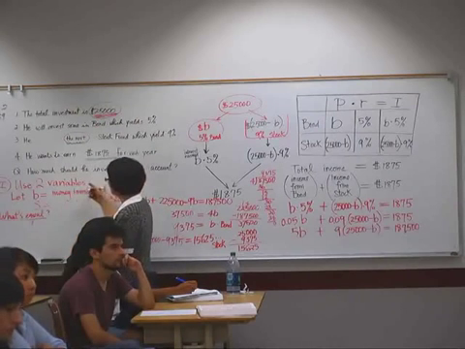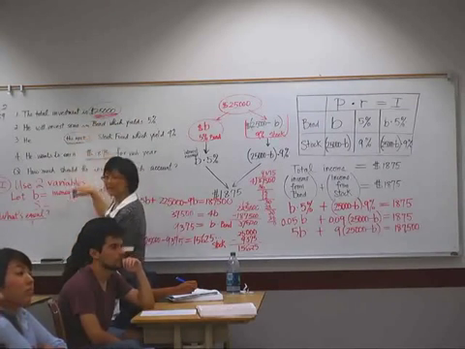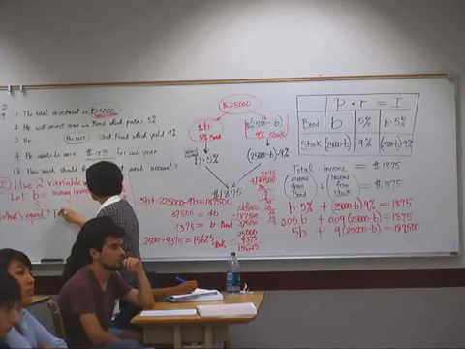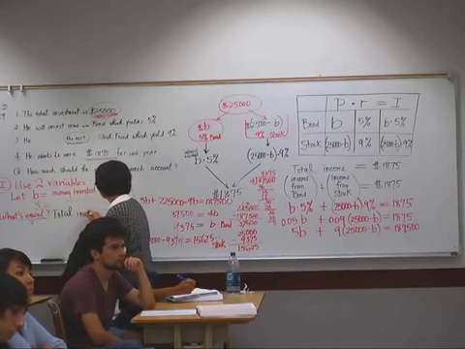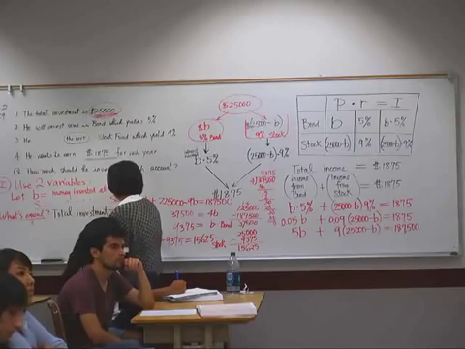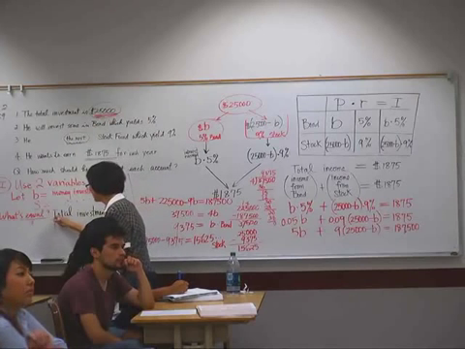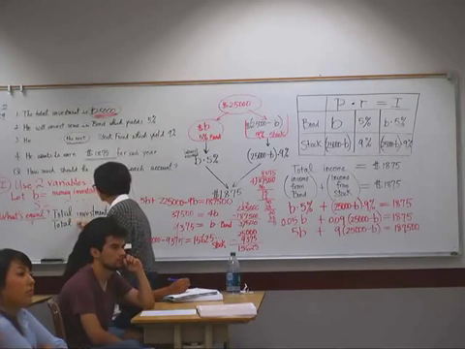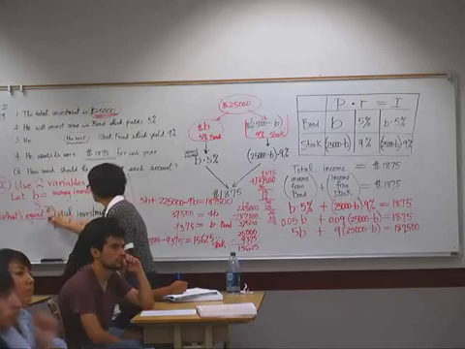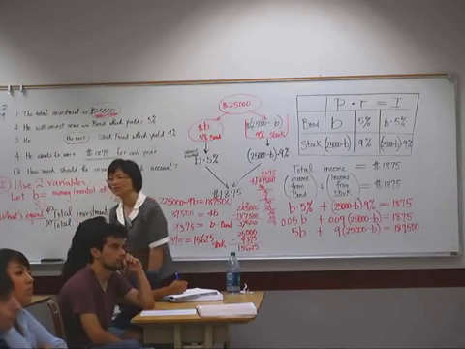No, I'm talking about, let's set it up from the beginning. The total investment is what? 25,000, right? And then the total income is what? 1875. Is that right?